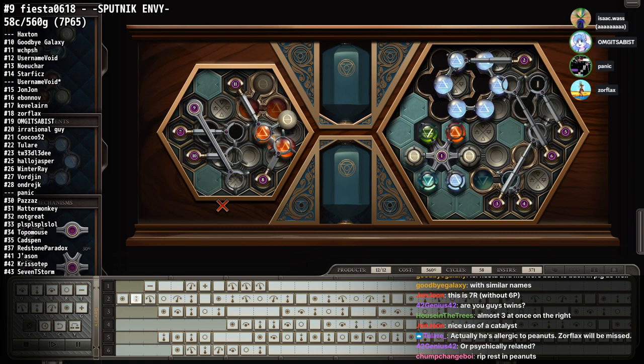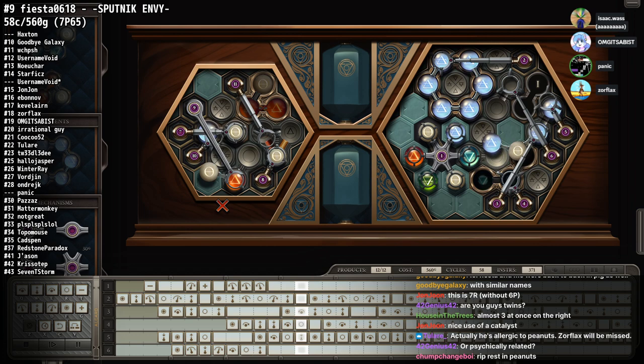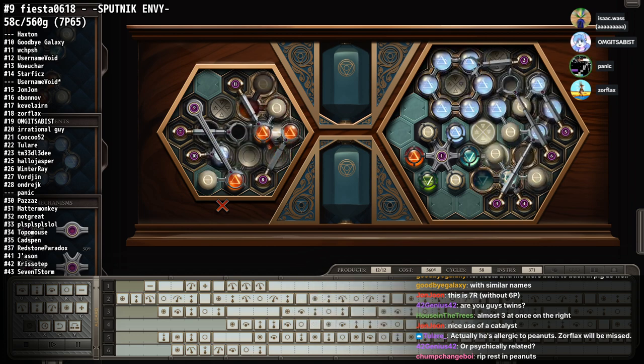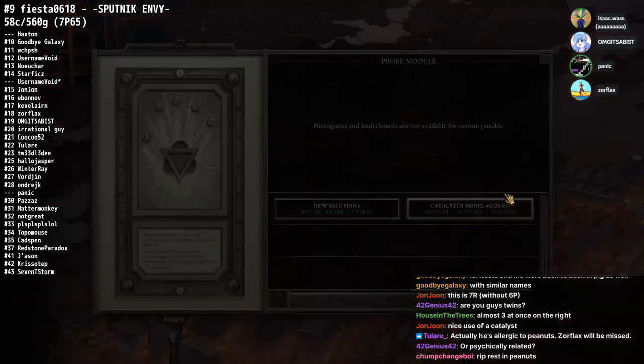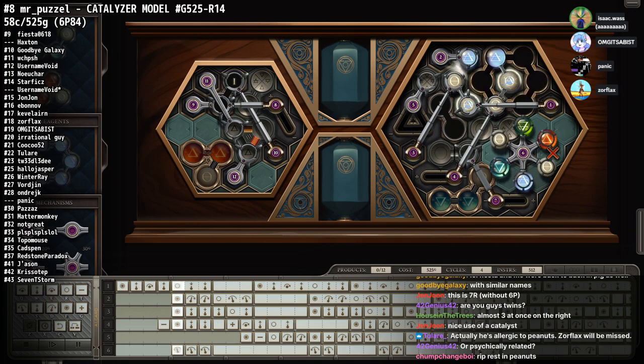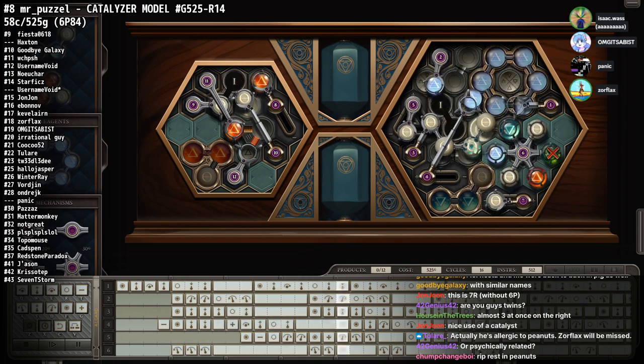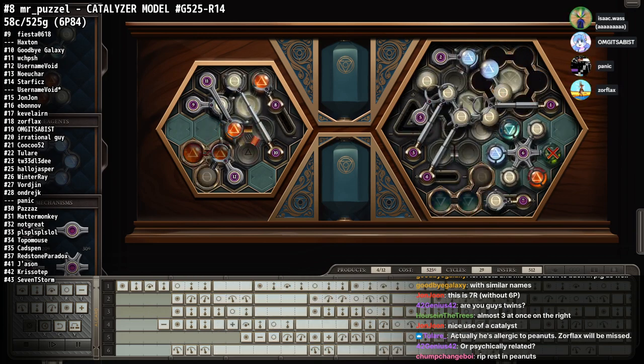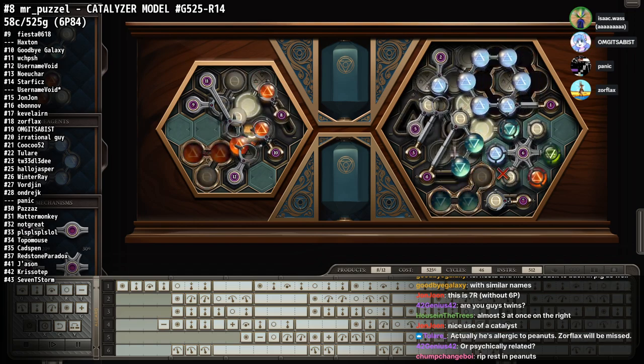But yeah, there hasn't been any ties yet. Next up at the same primary, indeed, it is Mr. Puzzle. Gee, could it be a 58-cycle solution with a catalyst and pseudo-period 7?